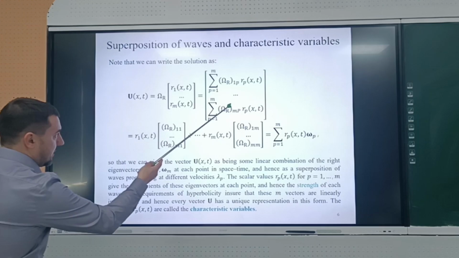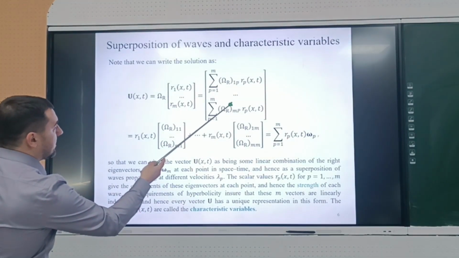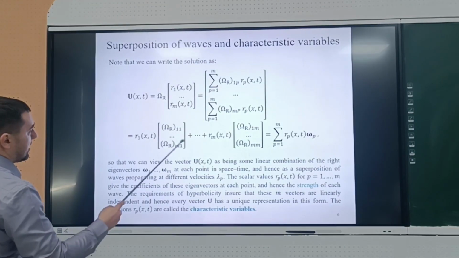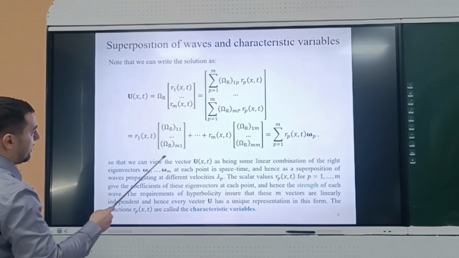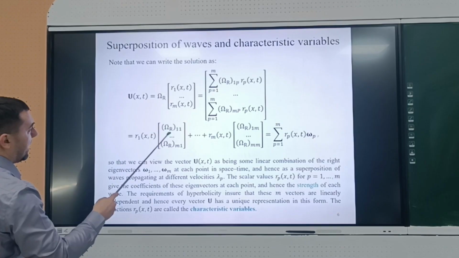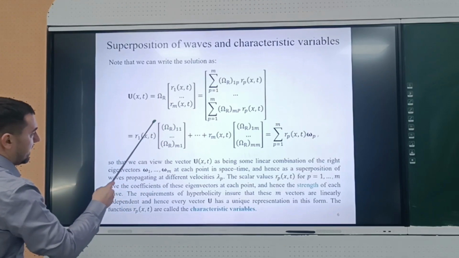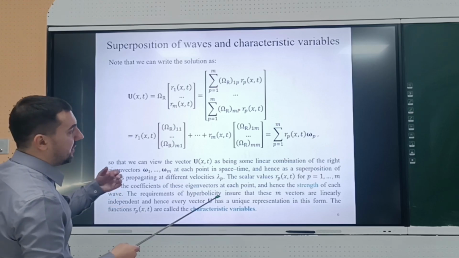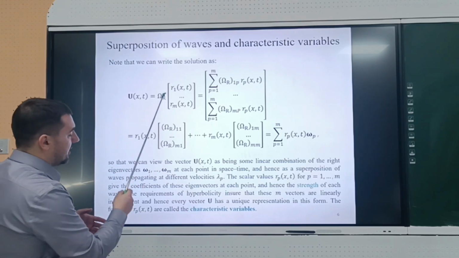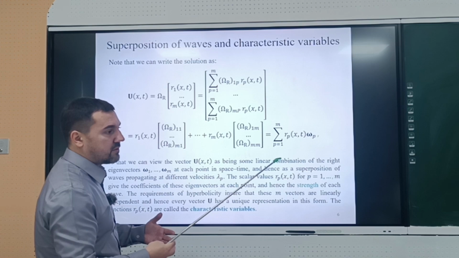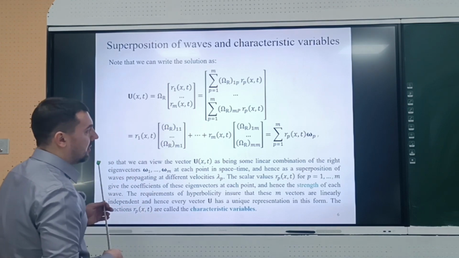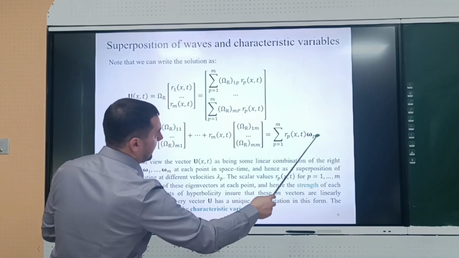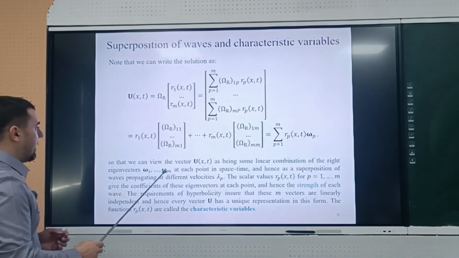If we have this form of our solution, we can rewrite it in the following form. It's the summation of r1 times the first column of our matrix Omega_R, and so on. But each column of matrix Omega_R is a right eigenvector, because Omega_R is a matrix of right eigenvectors of our initial system. It means that the exact solution of our problem can be written in the following form.